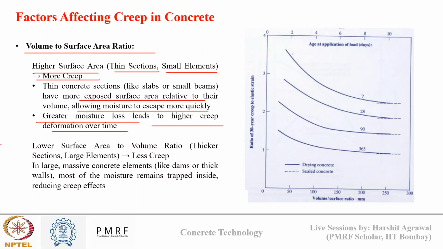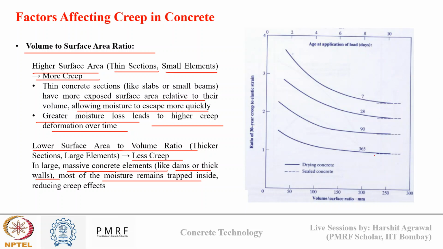Similarly, if I have a lower surface area to volume ratio, then there is lower creep, because most of the moisture is trapped inside, and since surface area is small, the loss of moisture will also be small, so creep will be low. So generally in massive structures like dams and thick walls, we don't see creep as much of an issue. But in slabs or small beams, where surface area is high, creep is an issue.